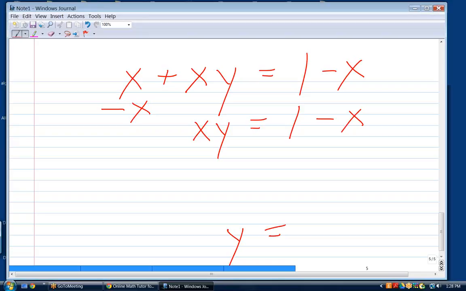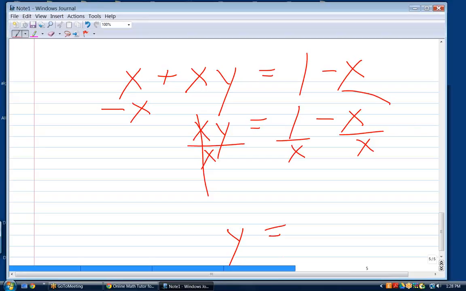Oh, no, divide. Divide by x. Remember, you always want to do the opposite of what it is doing. And right now, it is multiplying the y. So I have to divide by x in order to get rid of it. I've got to divide that by x and that by x. So now those x's cancel, and I've got y all by itself on the left.